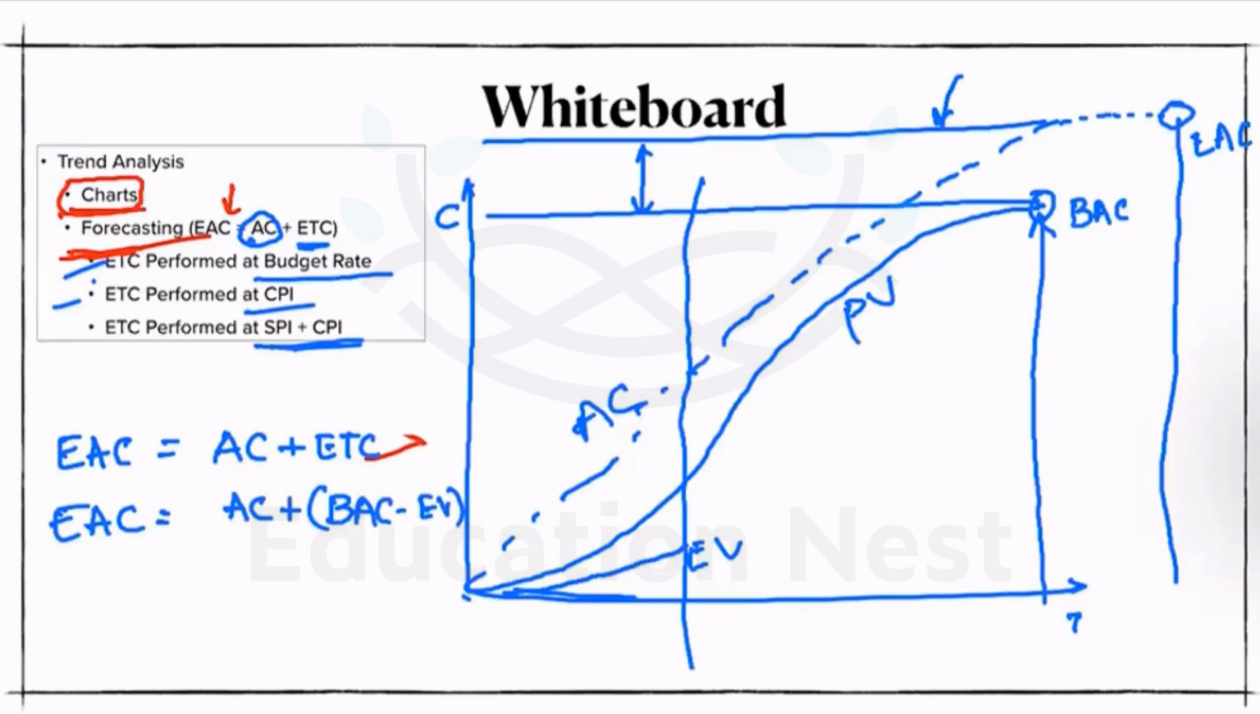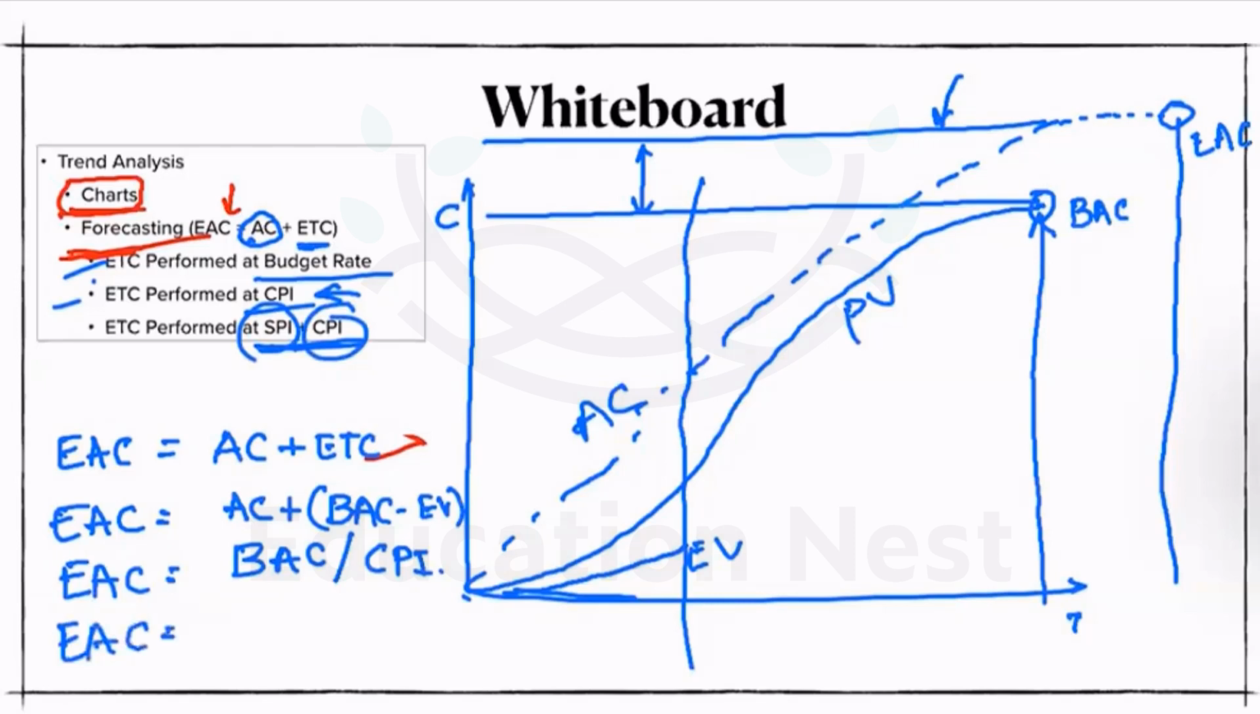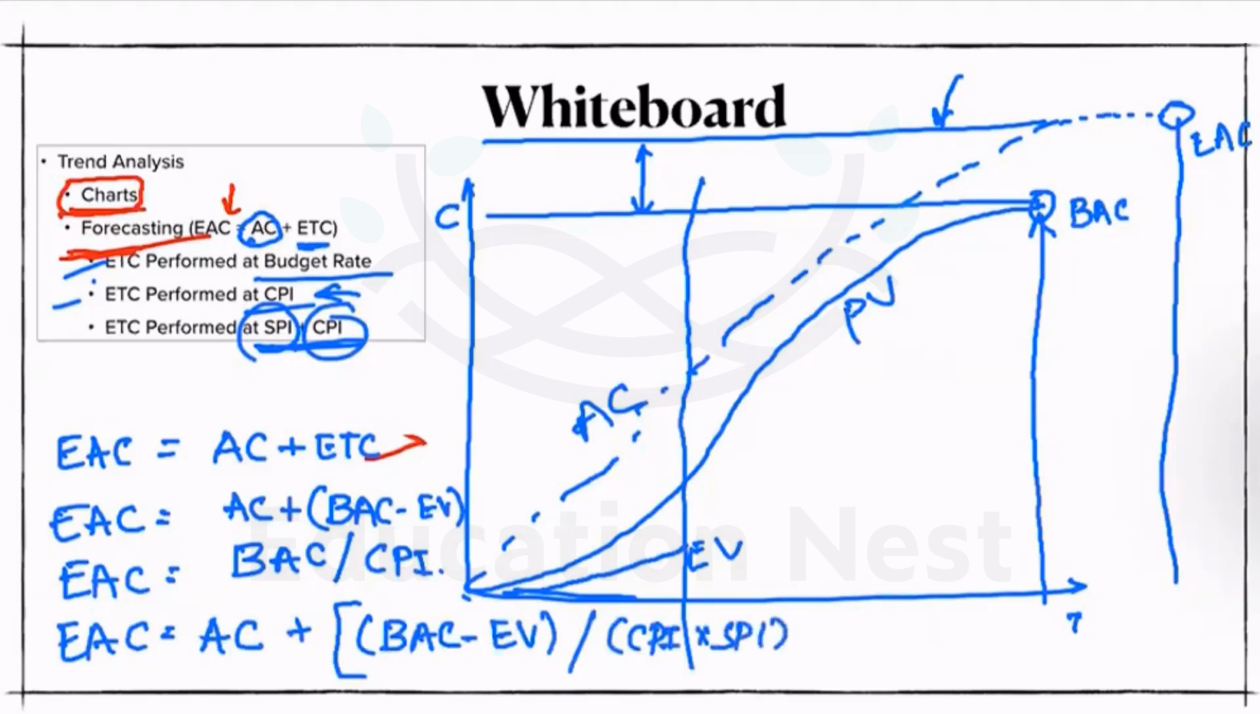If we talk about at CPI, this is another method. So the EAC formula will change again. This will be budgeted actual cost over the CPI. So again, it can be done at SPI plus CPI together. So here again, the formula will change. EAC is going to be AC plus BAC subtracted with EV, and then we have CPI multiplied with SPI, right?